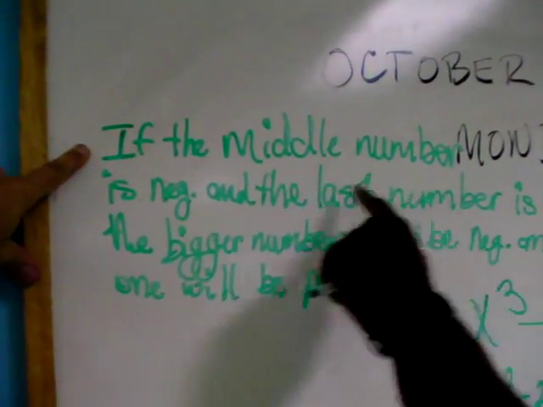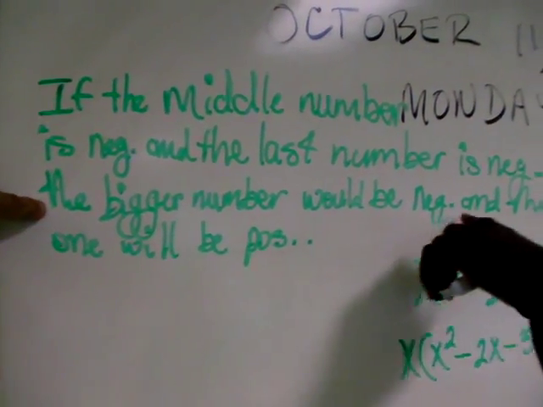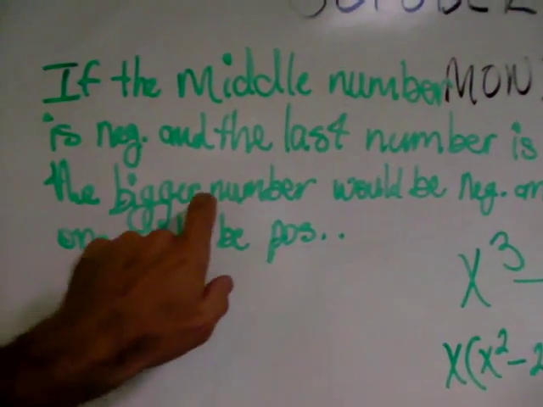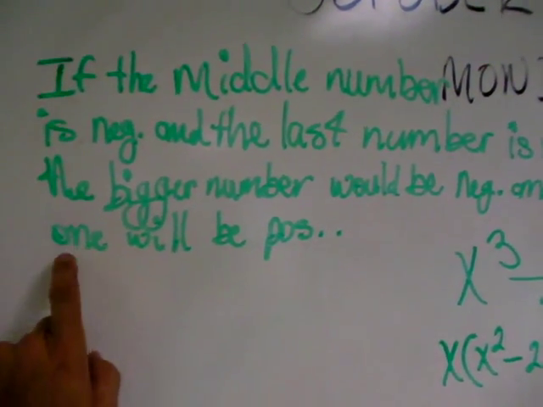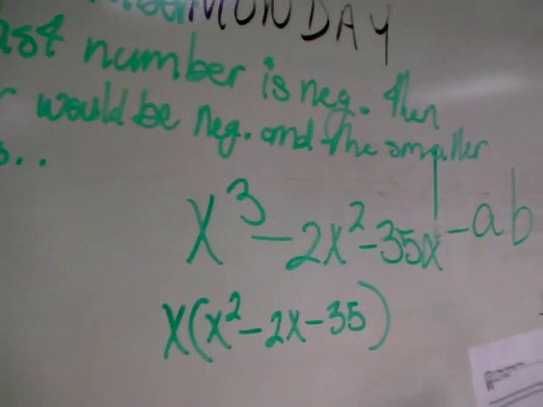If the middle number is negative and the last number is negative, then the bigger number would be negative and the smaller number would be positive when we're doing the factors. So the bigger factor will be negative and the smaller factor will be positive. Right. Okay.